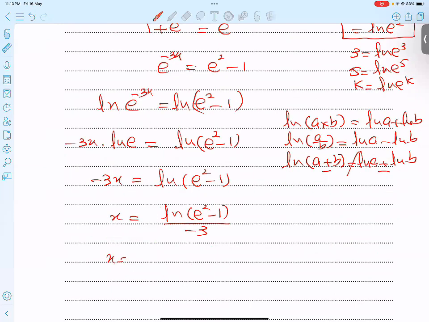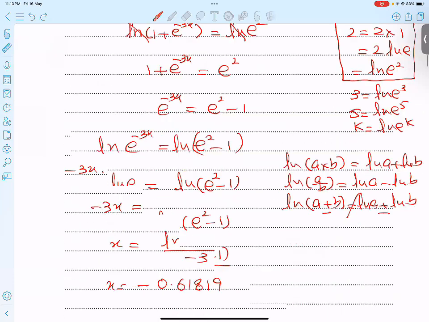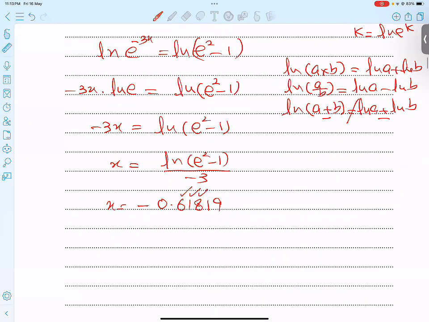But now if I type in calculator, which I'm doing, log of bracket open exponential to power 2 minus 1 close bracket over negative 3, my answer turns out to be negative 0.61819. And he is asking for 3dp, so this is my final answer.